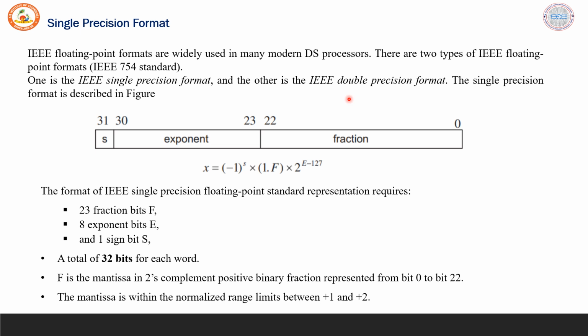First we describe the single precision format. As shown in the figure, we observe that the total length is 32 bits, of which the most significant bit is the sign bit, the next 8 bits are the exponent bits, and the remaining 23 bits are the fractional bits. So bits numbered from 0 to 22 are the fraction, bits 23 to 30 are the exponent, and bit 31 is the sign.